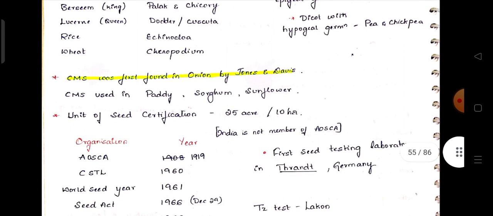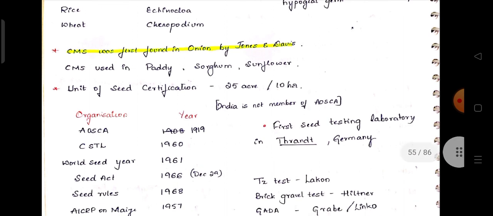CMS was first found in onion by Jones and Davis. CMS is used in paddy, sorghum, sunflower. The unit of seed certification is 25 acres or 10 hectares. India is not a member of AOSCA. Remember, the first seed testing laboratory was in Germany.